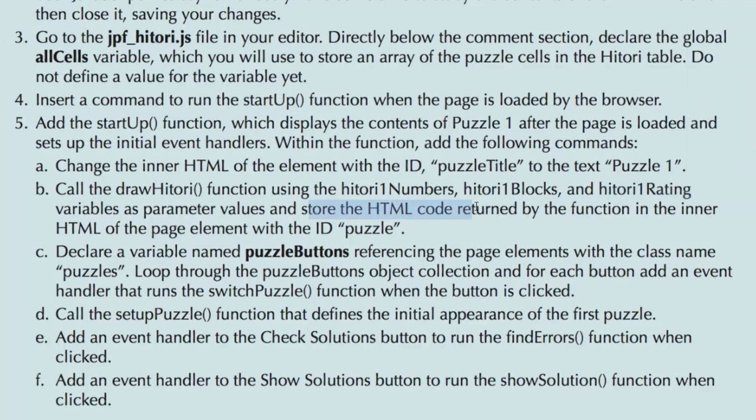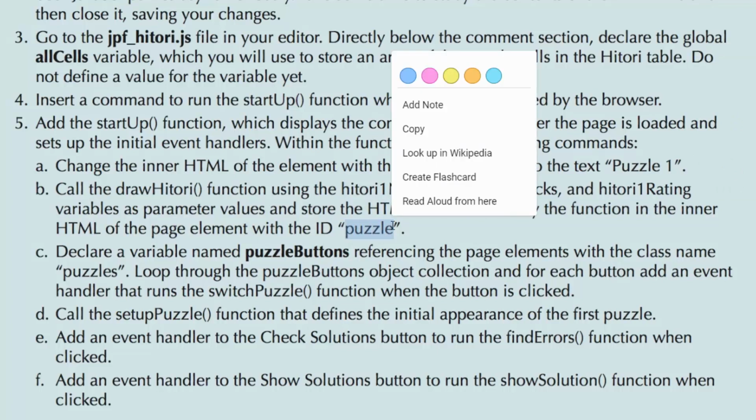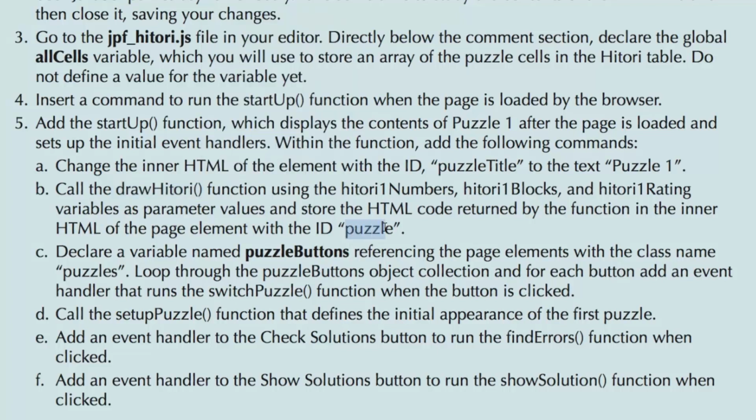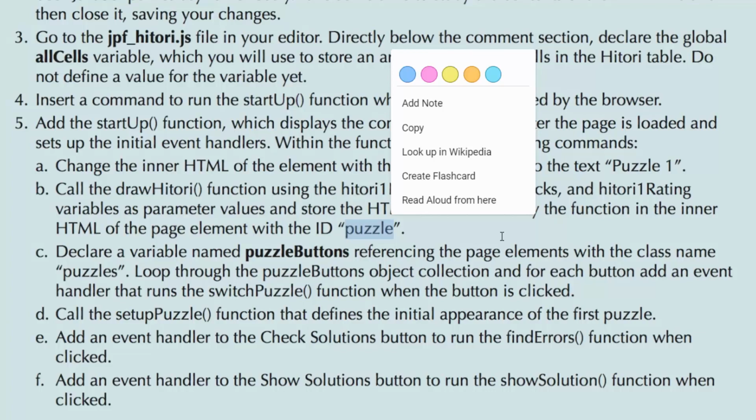And then we want to store the HTML code that's returned by the drawHattori function in the innerHTML of the page element, so in the HTML document that has that ID of puzzle. So remember, we had that figure element, it was ID'd as puzzle. So we're going to take the results of calling our drawHattori function, getting the information for the first puzzle using those 3 variables, and then the results will be stored in the innerHTML of that figure that's ID'd as puzzle.